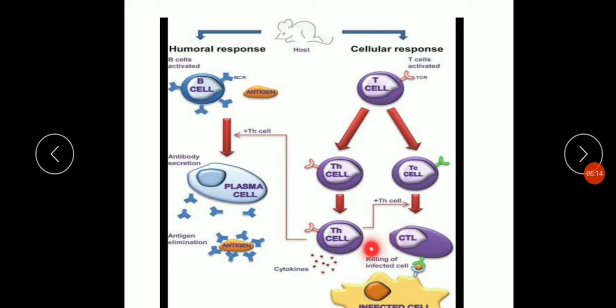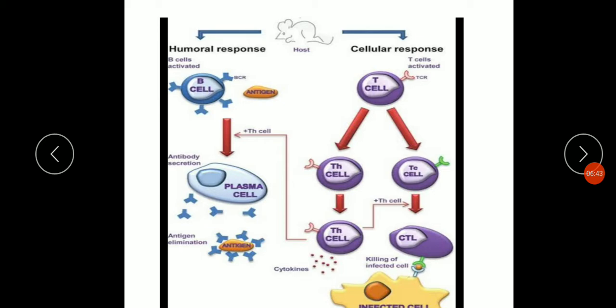It means some of the activated T lymphocytes remain in lymphoid tissue and change into memory cells. So these memory cells are capable of producing a more effective secondary immune response when a second exposure to that particular antigen takes place in the body. So that's why they are memory cells.